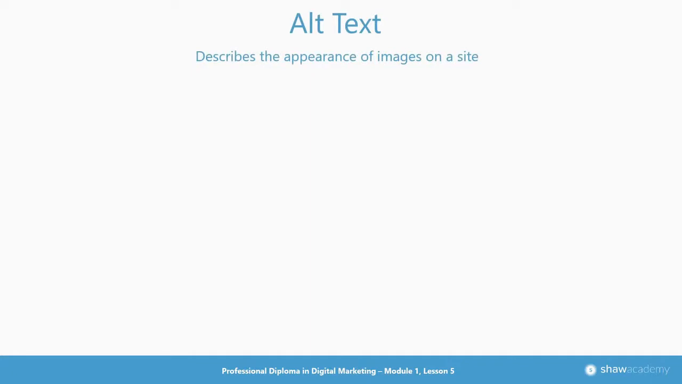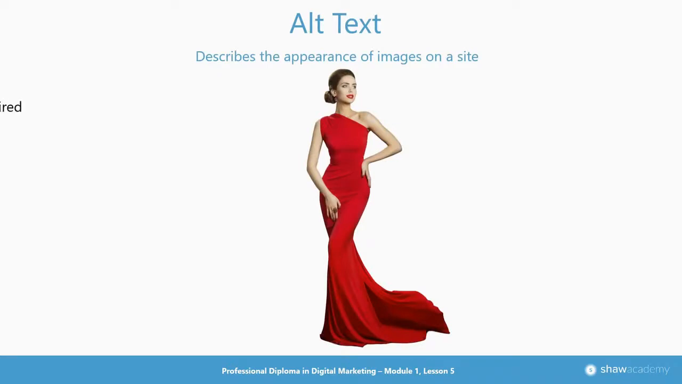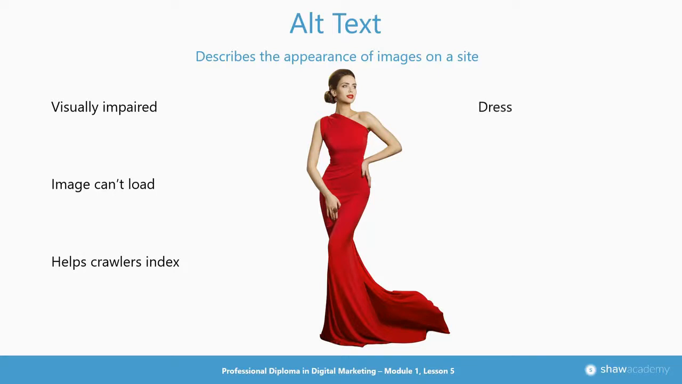Alt text describes the appearance of the images on your site. If someone is visually impaired, this would be read out to them. It will also be displayed in place of an image if it failed to load for whatever reason. They also provide better image context to search engine crawlers, helping them to index it properly. We're going to go more into that in a minute. A bad example of an alt tag, this beautiful lady here, would be to describe it as a dress. A good example would be beautiful woman wearing a red dress.